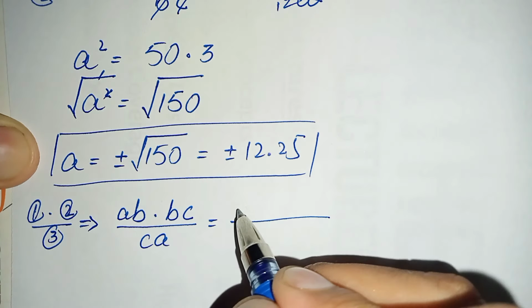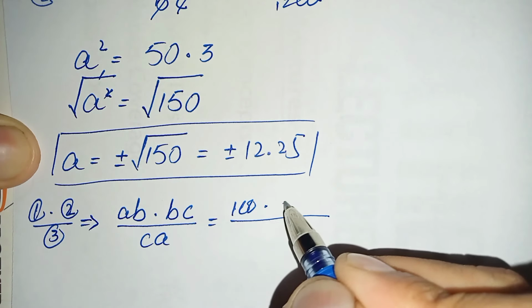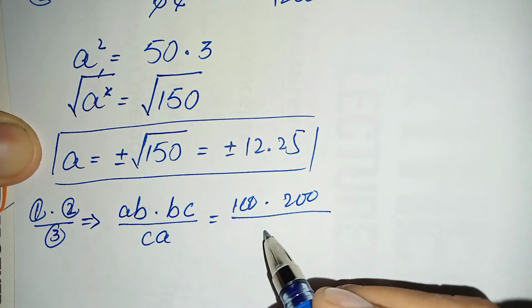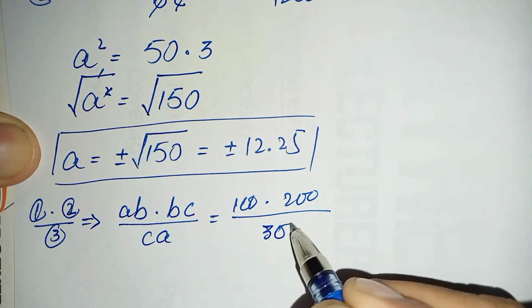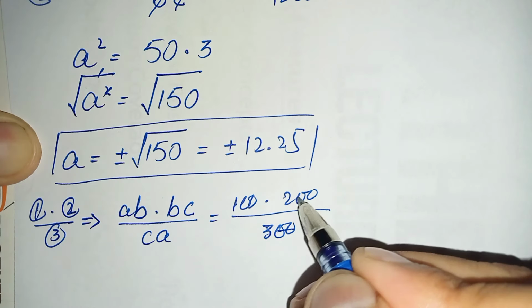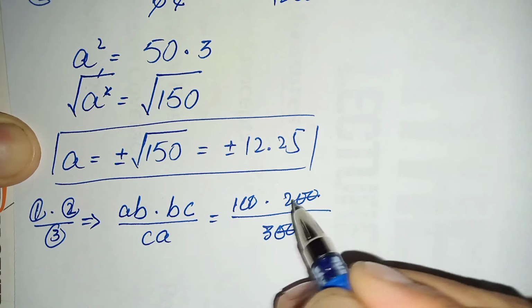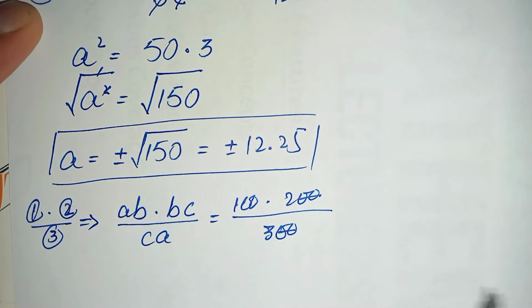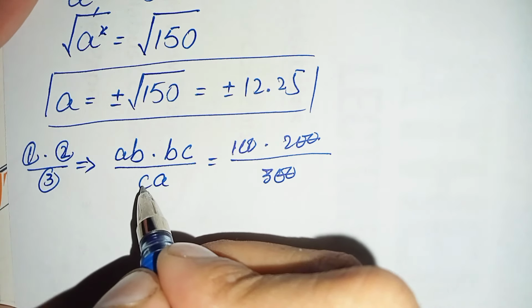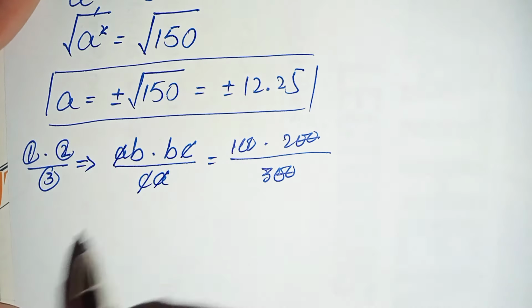So the value of AB is 100 times the value of BC, which is 200, divided by the value of CA, which is 300. So again we will cancel these two zeros with these two zeros, and here we will multiply these two numbers and divide the product by 3. And here we will do cancellation in the left hand side. This C will be cancelled with this C and A will be cancelled with A.